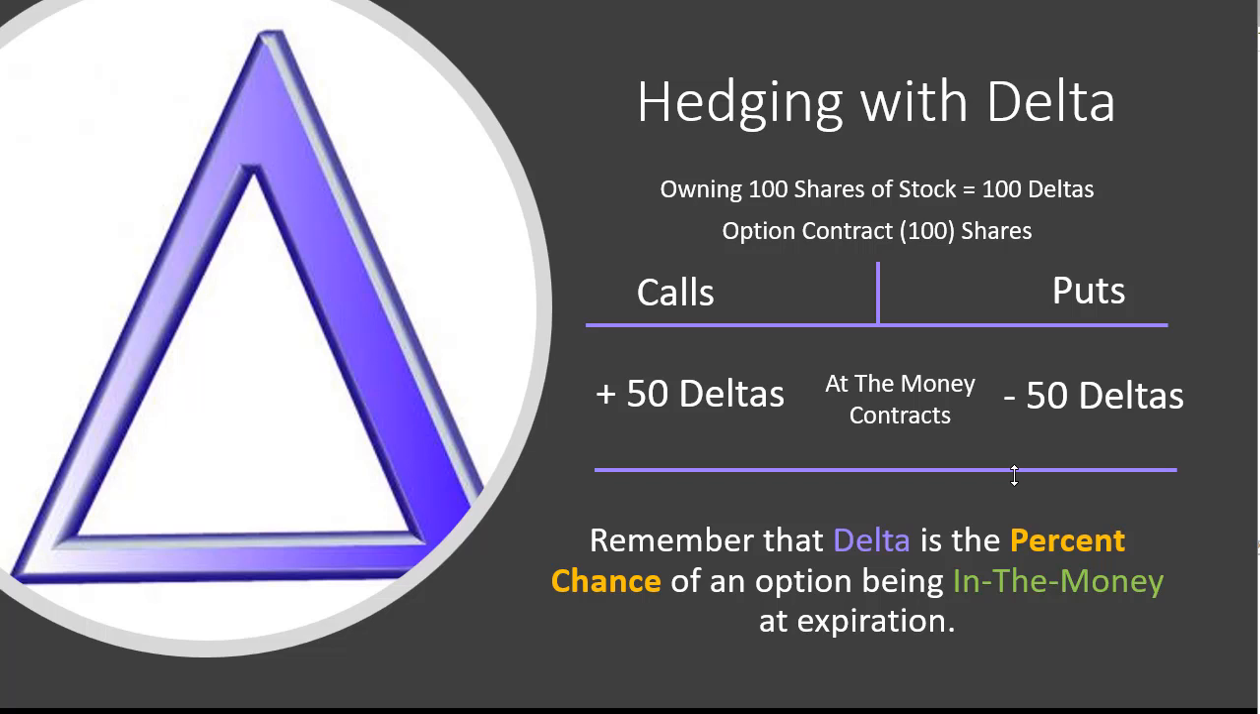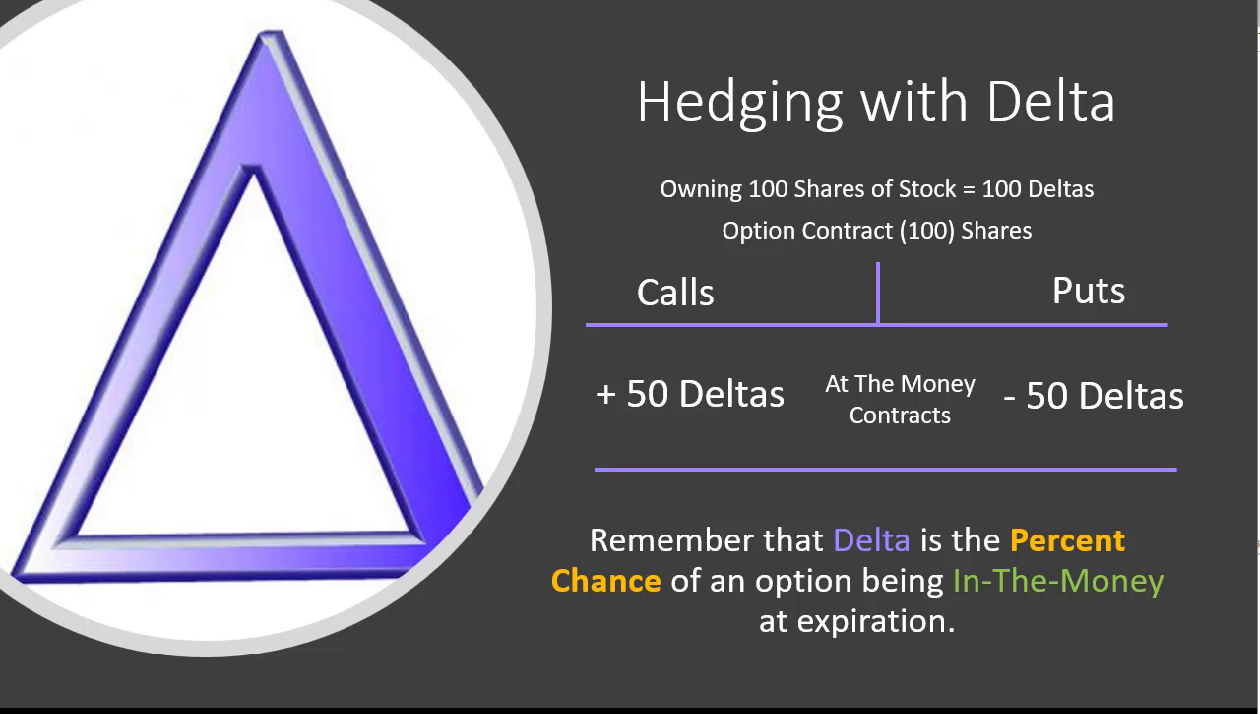Okay. So one thing it's really critical that everyone remembers is that delta is the percent chance of an option being in the money at expiration. So what they do is they take the Black-Scholes or whatever model they're using to calculate options, and how option traders are trading those options, to determine the percentage chance of that option being in the money or out of the money at expiration. Okay? Actually, it's always the percentage chance of being in the money.